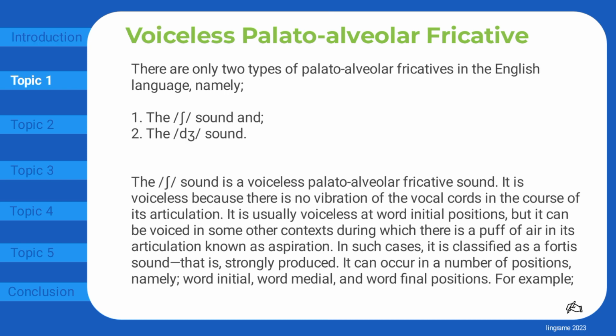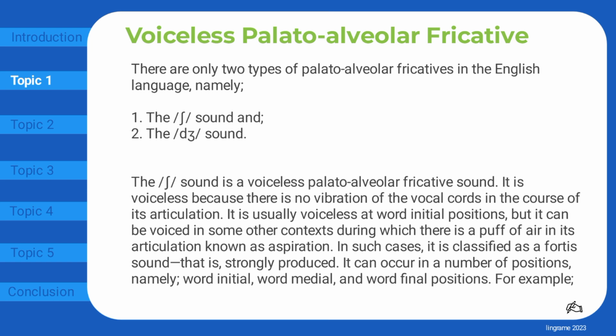There are only two types of palato-alveolar fricatives in the English language, namely, the sh sound and the genre sound. The sh sound is a voiceless palato-alveolar fricative sound. It is voiceless because there is no vibration of the vocal cords in the course of its articulation.